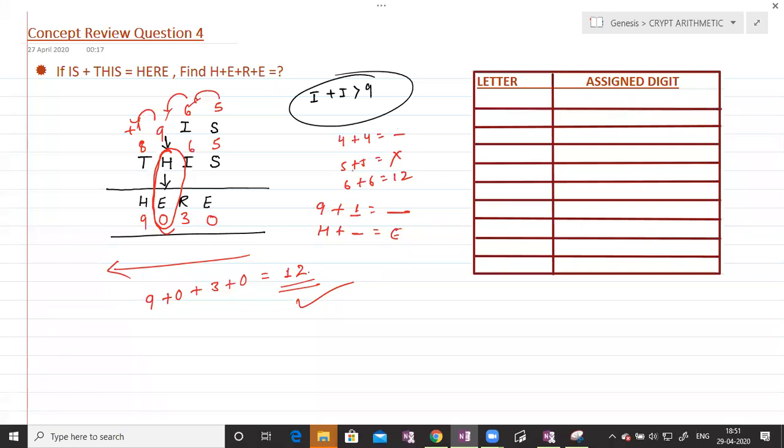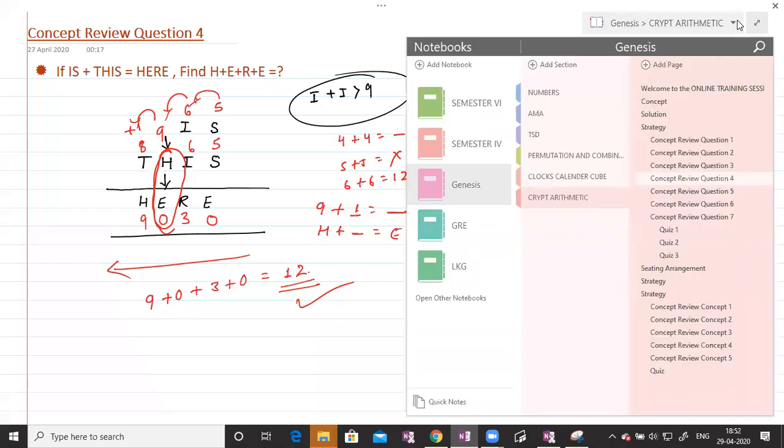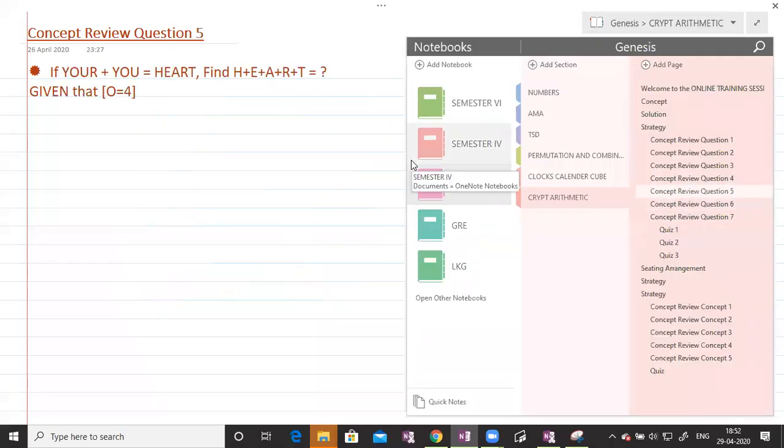So the possibility is that I fix 6. 6 plus 6 is 12, and 1 carry from there, I got 13. So 9 plus 0 plus 3 plus 0. That's the answer for that. One more question. Here we go.